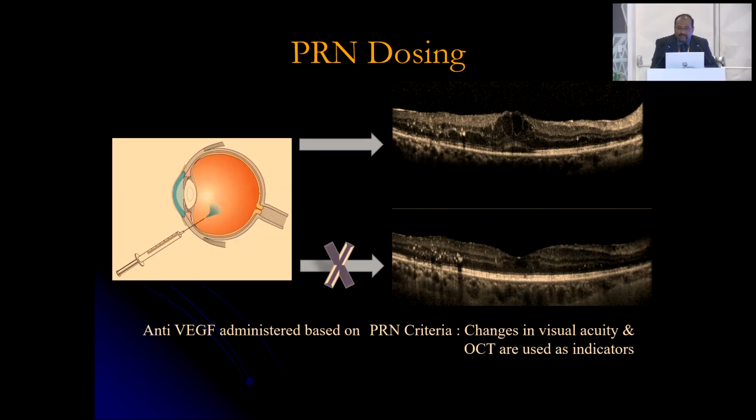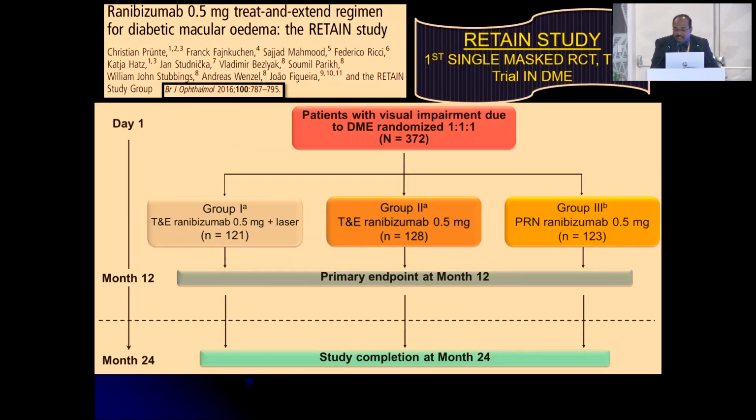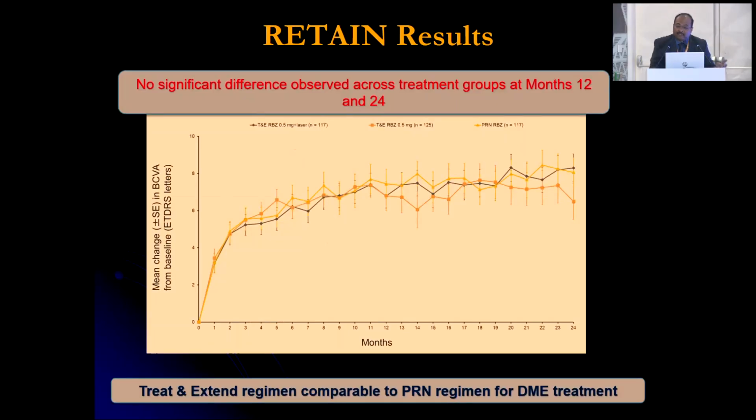But then, even then, the number of hospital visits was more. So then we evolved into the treat and extend regimen, and the RETAIN study was the first which compared treat and extend with the impressive results of PRN, and they found that the same results were kind of replicated with treat and extend. So that is something we can do.